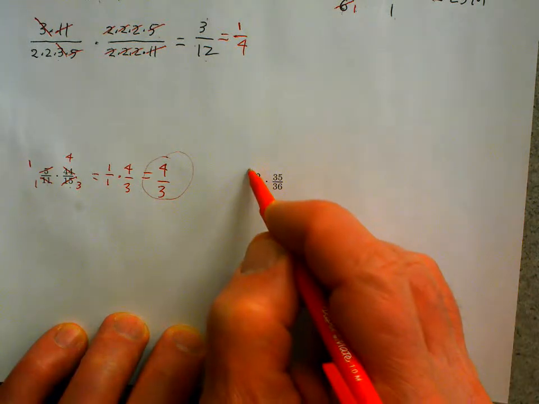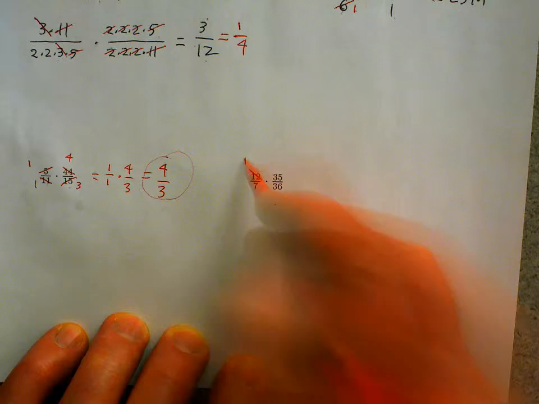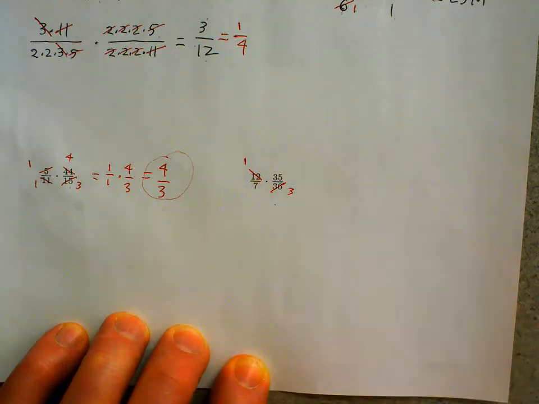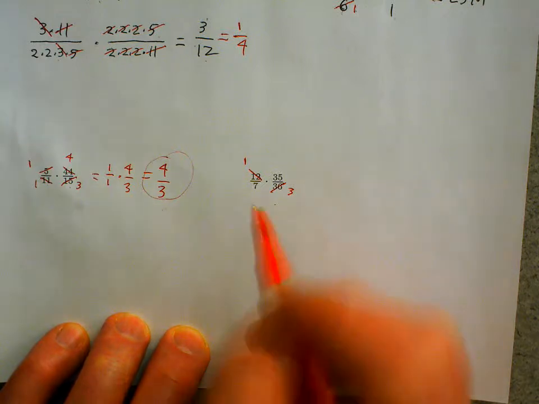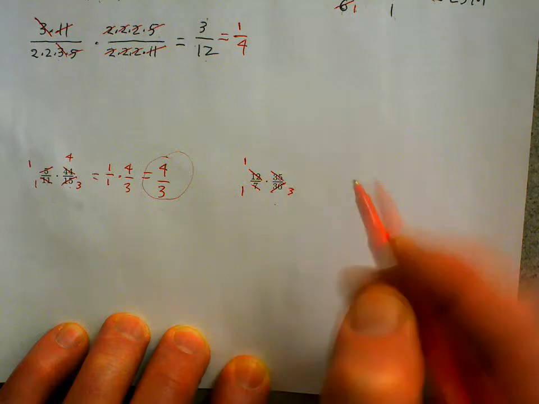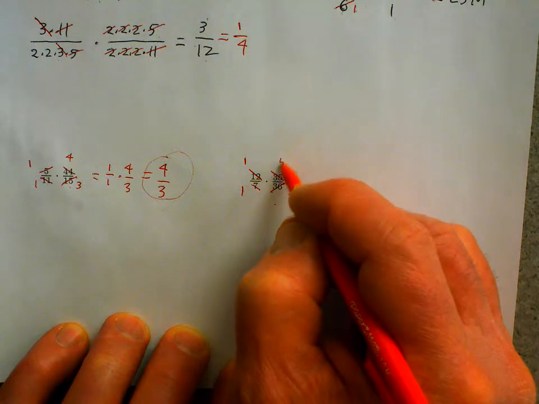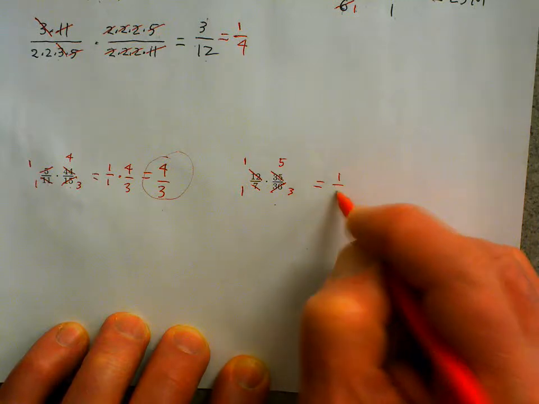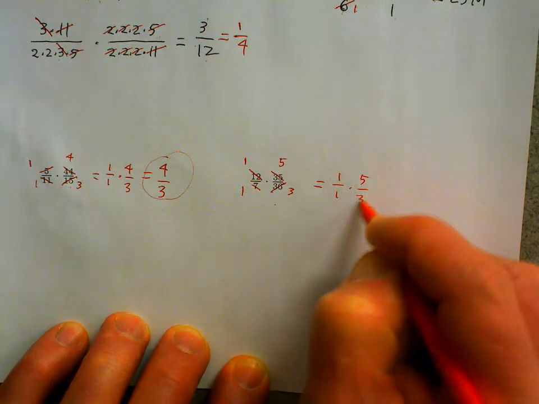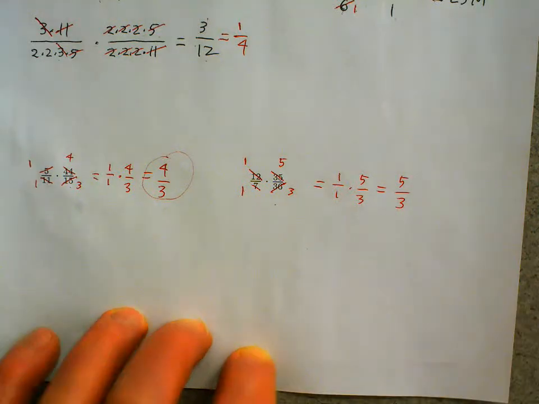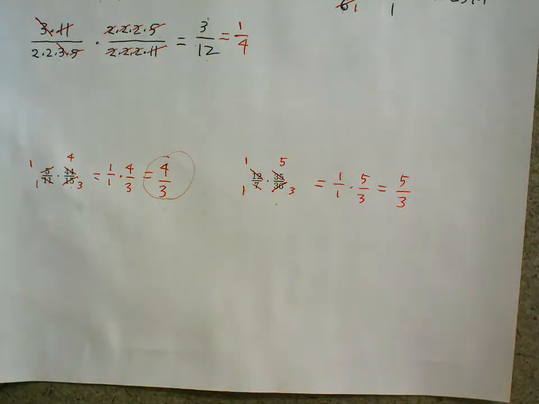Okay, so 12 goes into 12 once. 12 goes into 36 3 times. 7 goes into 7 once, and 7 goes into 35 5 times. So we just have 1 over 1 times 5 over 3, or 5/3 for the simplified product.